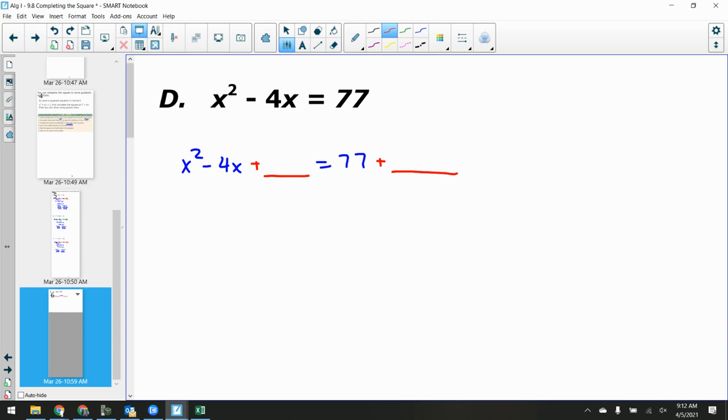What's my magic number? 4. It's positive 4, which means this gets me what on the left side? X minus 2. Divide this number by 2. X minus 2. So again, it's always b over 2. I square root 81, and what do I get? 9. Plus or minus 9.